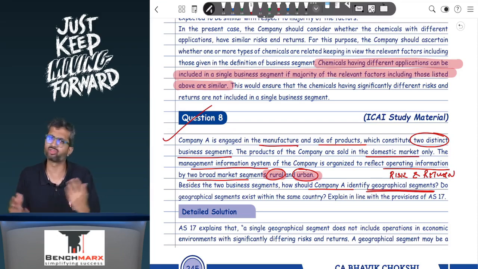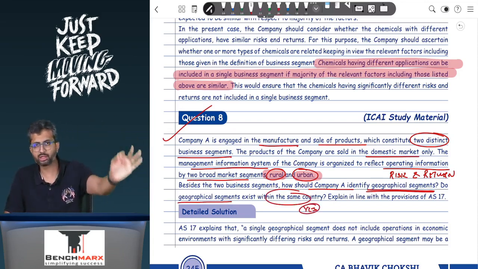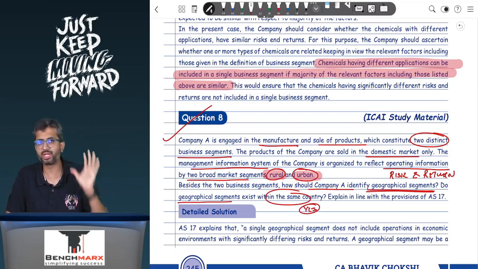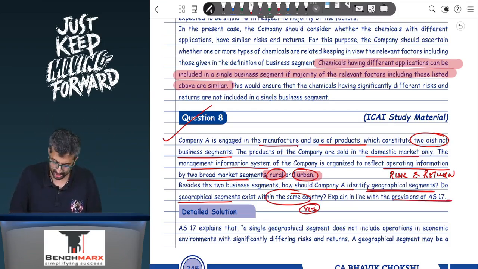But if they are by and large similar, then there is no point segmenting. Do geographical segments exist within the same country? Well, yes, why not? If the risk and return conditions are different, you can very well have it even within the same country. The law nowhere tells you that a different country is a different geographic segment. Explain in line with AS17.